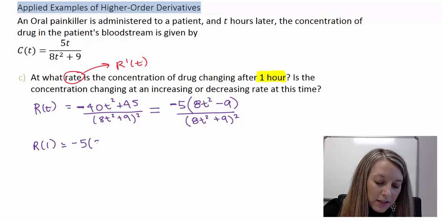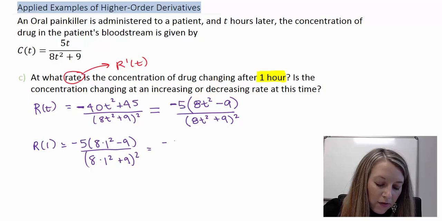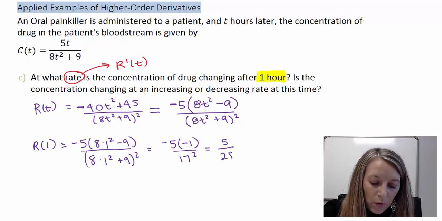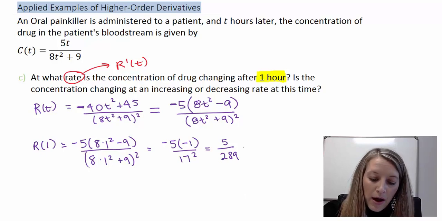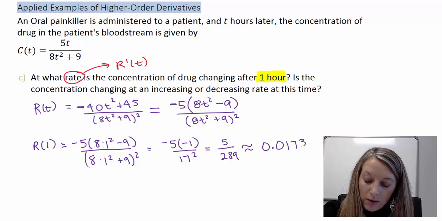So I have negative 5 times 8 times 1 squared minus 9, over 8 times 1 squared plus 9, quantity squared. So in the numerator, I have negative 5 times a negative 1. And in the denominator, I have 17 squared. And so that simplifies to be positive 5 over 289. Since this is an applied problem, we might want to figure out what this is approximately. And so my decimal approximation for this is 0.0173.